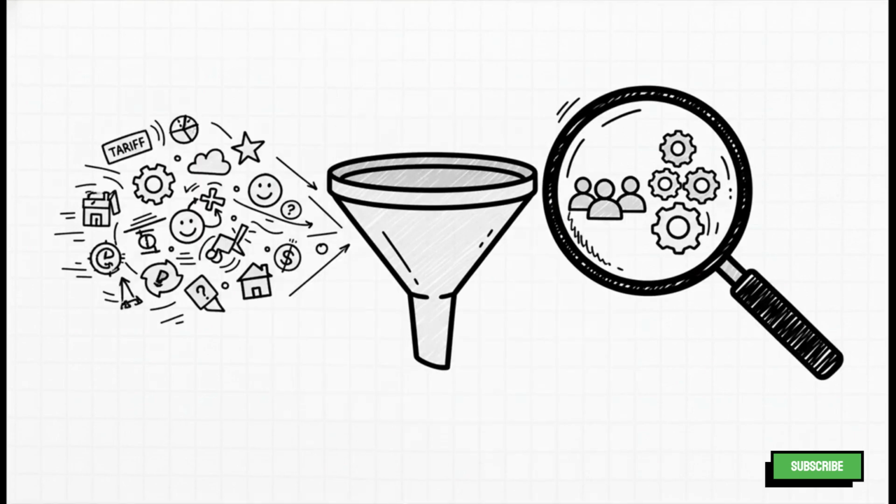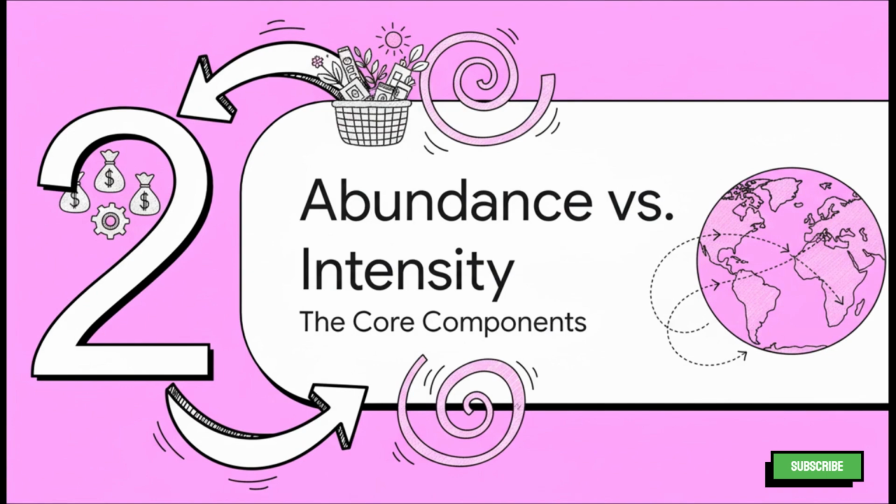See, by stripping away all those other differences, like who has better tech or what consumers prefer, the model forces us to zoom in on the one thing that's left to explain why countries trade, the different resources that each nation has.